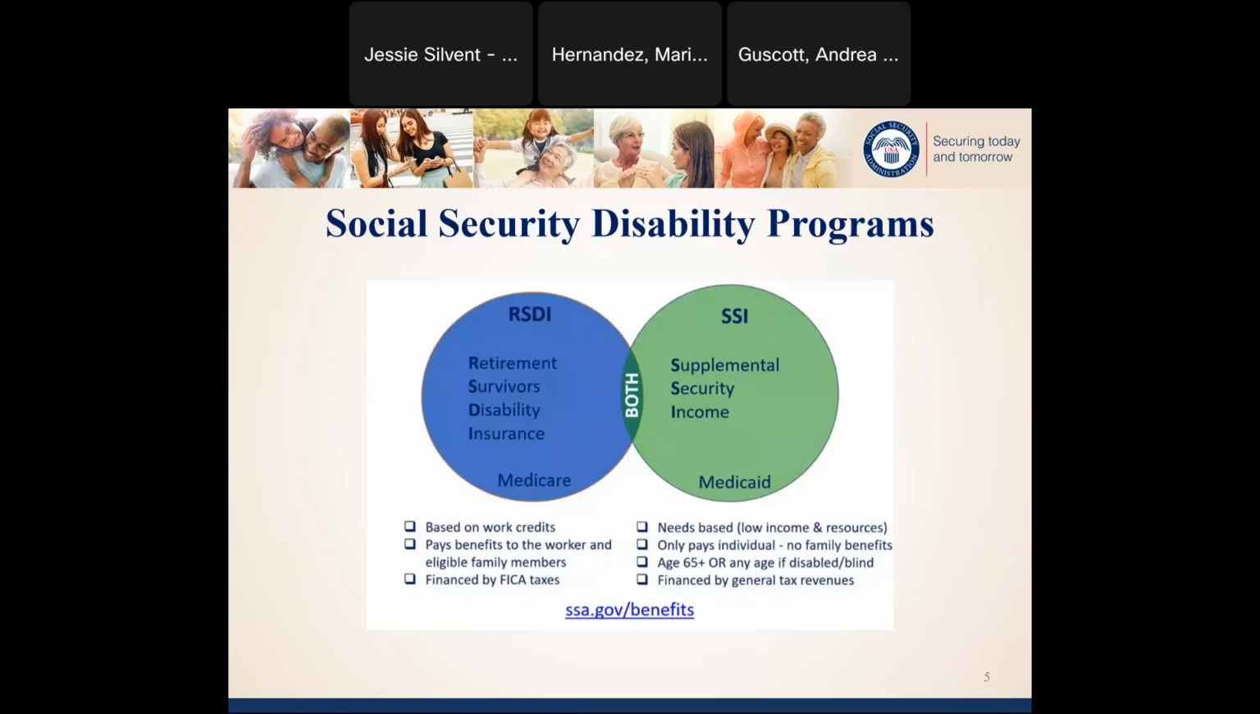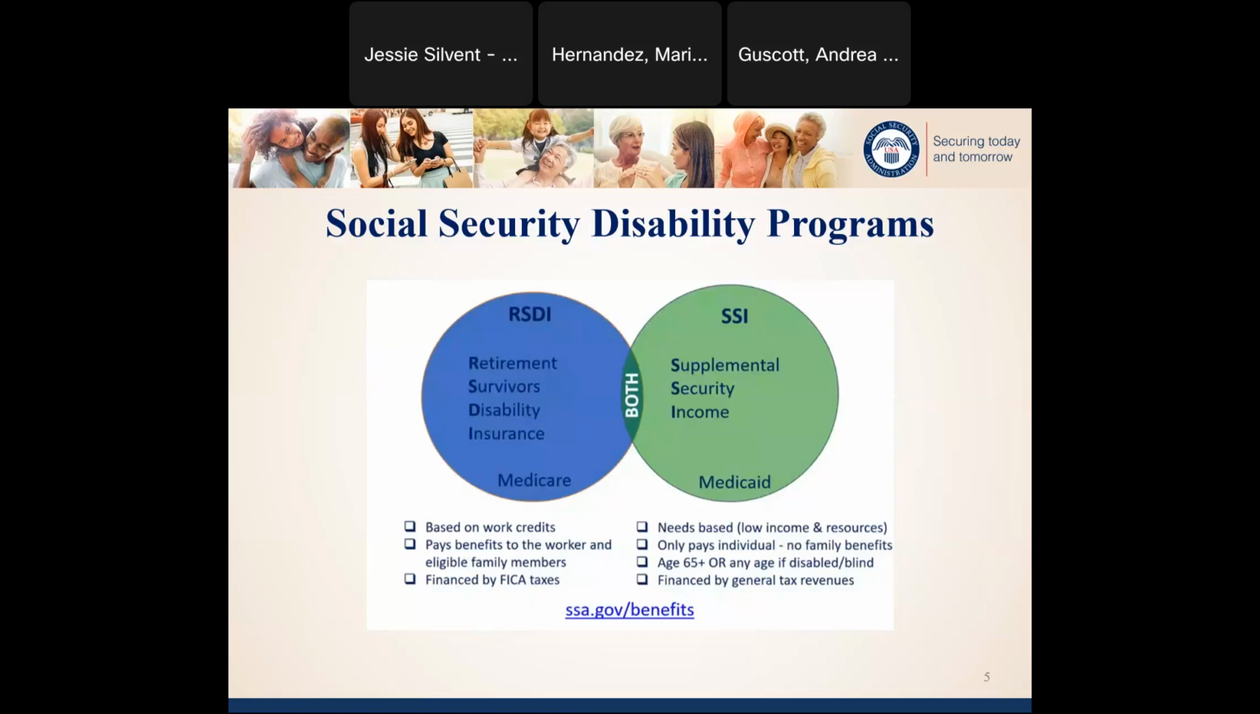The SSI program can also pay benefits for children under age 18 who are disabled and in financial need. And SSI can also pay benefits to people who are age 65 or over. They do not need to meet SSA's definition of disability, but they have to fall within that designated income and resource limit. So that's referred to as an SSI aged benefit.